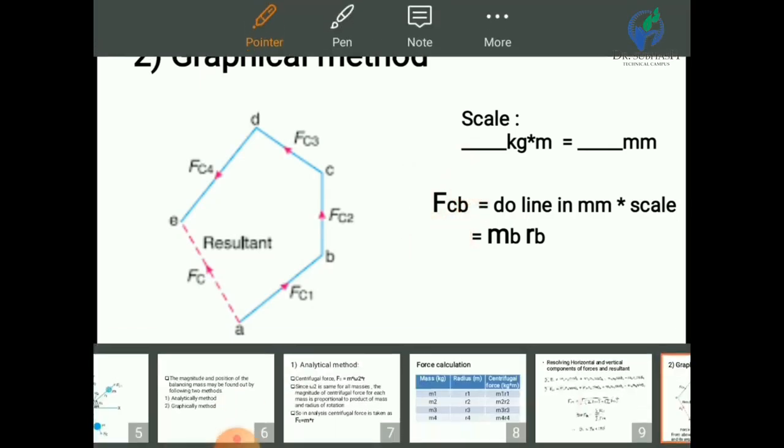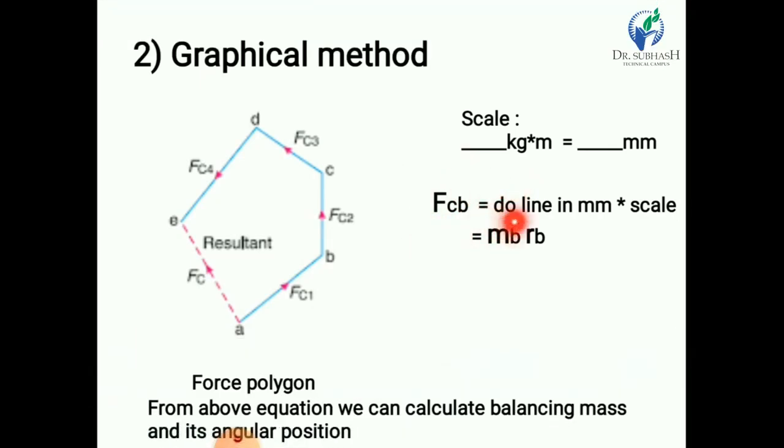Measure EO. So here we obtain FCB, that means the balancing centrifugal force. Here we have to measure not DO but EO. So measure the EO line in mm and multiply with the scale. So we obtain some value, equal to MB RB. Now if we specify RB, then we can calculate MB. So we obtain the balancing mass MB, and similarly from the horizontal line at E, we can obtain theta B. So my dear friends, this is the graphical method. I hope you understand both methods, the analytical method and the graphical method. Thank you.